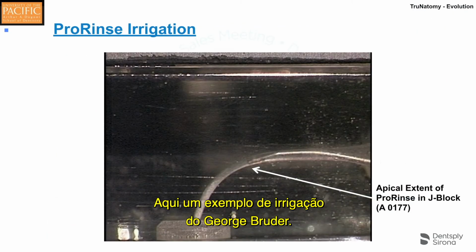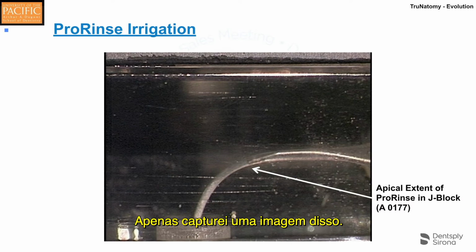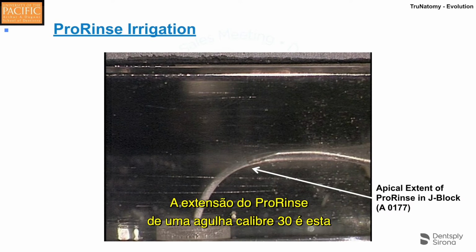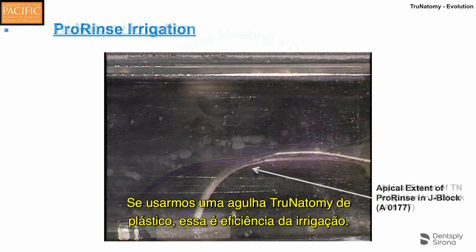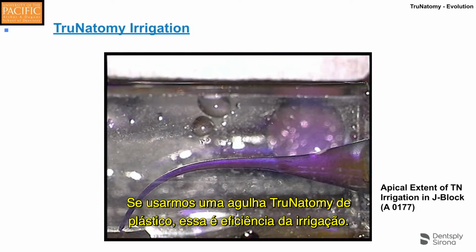There's an example of irrigation. George Bruder did this video. I only captured a still image out of this. The apical extent of a pro-rinse of a 30-gauge needle is about this in the 27 size preparation. And if we use the TruNatomy needle, the plastic needle, this is the irrigation efficiency that we get.